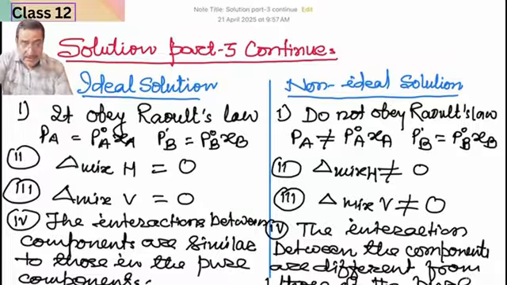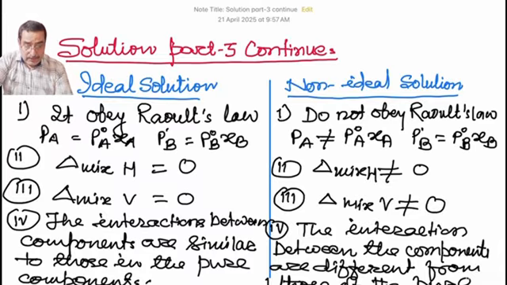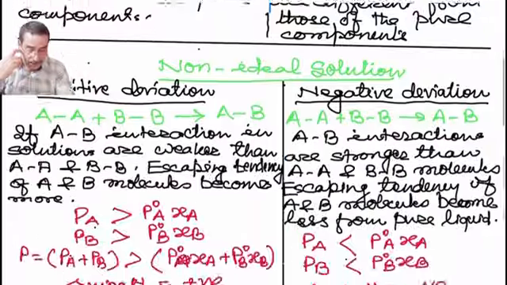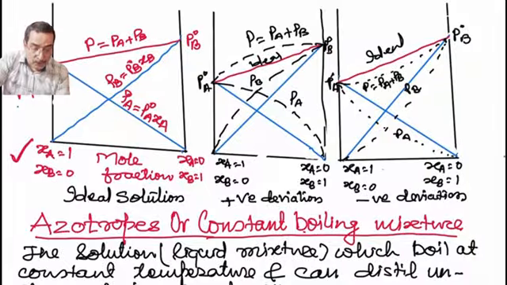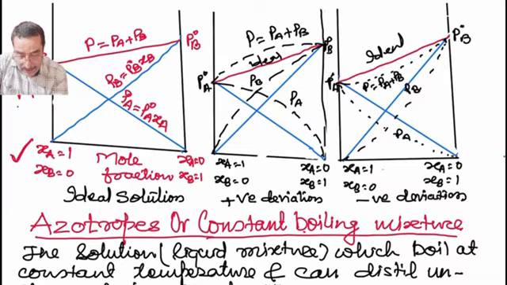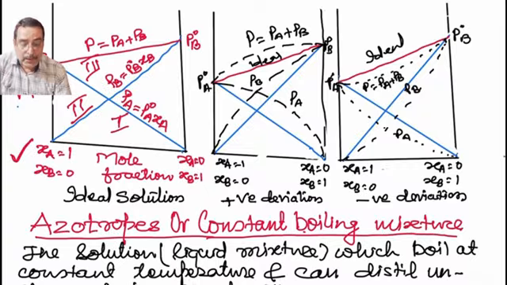As I discussed in Raoult's law, there are conditions for Raoult's law in two cases: one is the volatile and the other is the non-volatile solute. And when I discussed the graphical parts, you see in diagram number 1, according to Raoult's law, if any solution obeys all these three conditions, condition number 1, 2 and 3, the solution is said to be ideal.